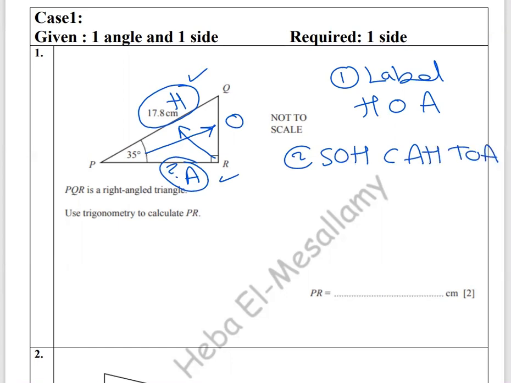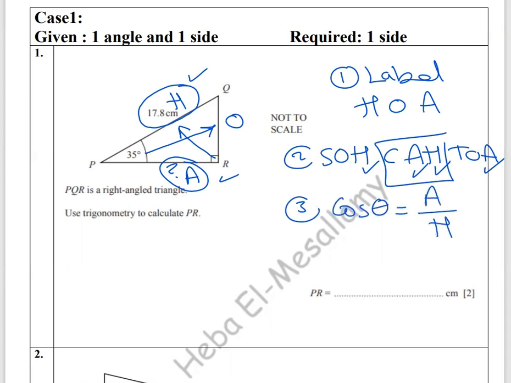And then I'm going to do the ticks on the hypotenuse and the adjacent. So I'm going to tick each H letter, and I'm going to tick each A letter. I'll find that the cosine ratio is going to work in this question. So in step three, I'm going to translate CAH into cosine theta equals adjacent over hypotenuse. Step four, I'm going to substitute. Theta, of course, is the angle. So I'm going to write cosine 35 equals the adjacent, which is PR, the unknown side, or the side required by the question, divided by the hypotenuse, which is 17.8.